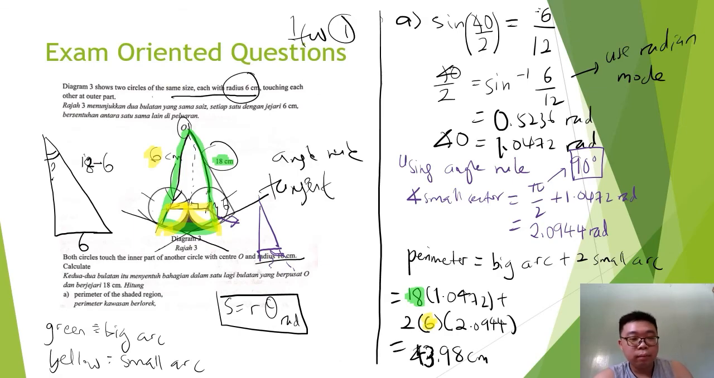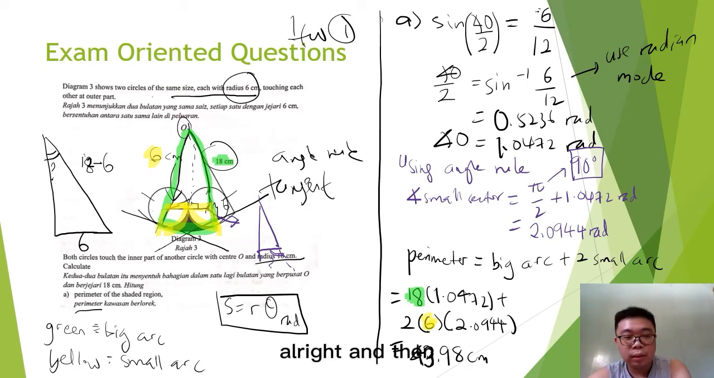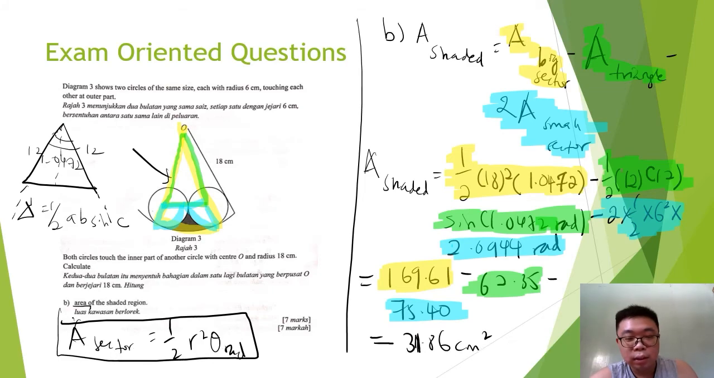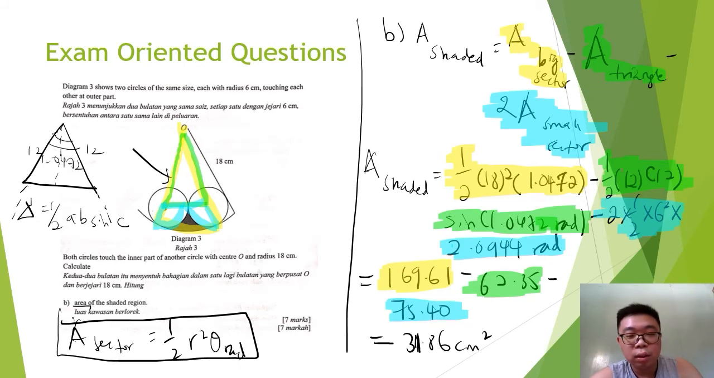Okay, so first question, you want to calculate the perimeter of the shadow region. All right, and then the second part, you want to calculate the area of the center region. Okay, for this question, I will give you a hint. So by using this one, you should first of all connect these two center. Okay, by connecting these two center, and then you're connecting with this one, and this one also.